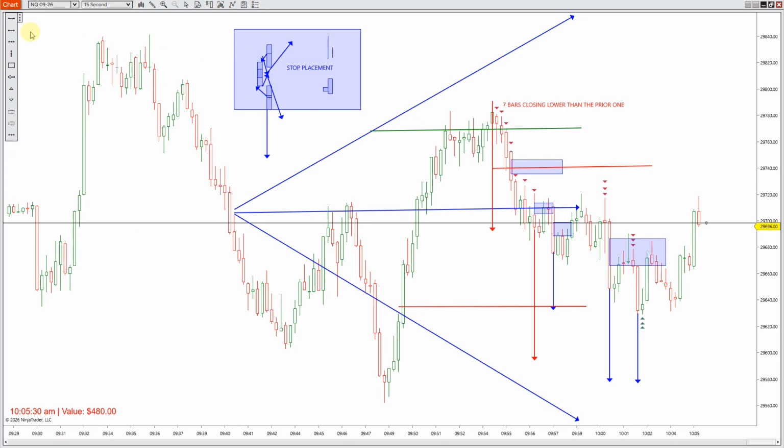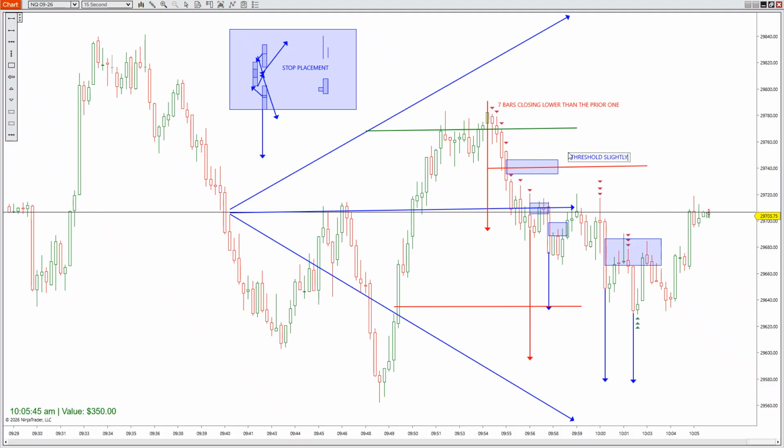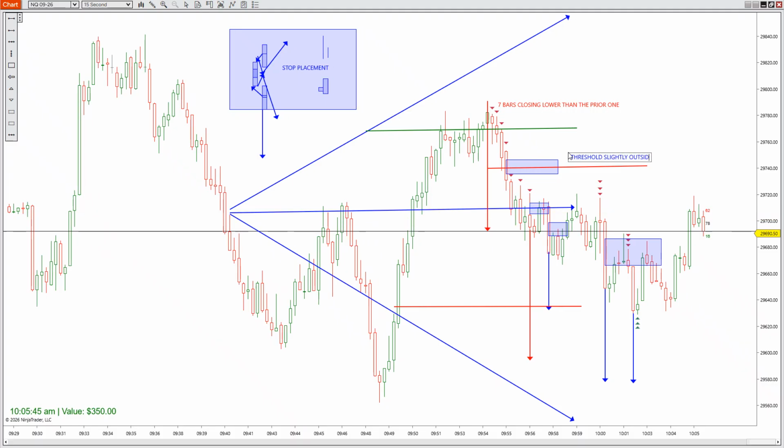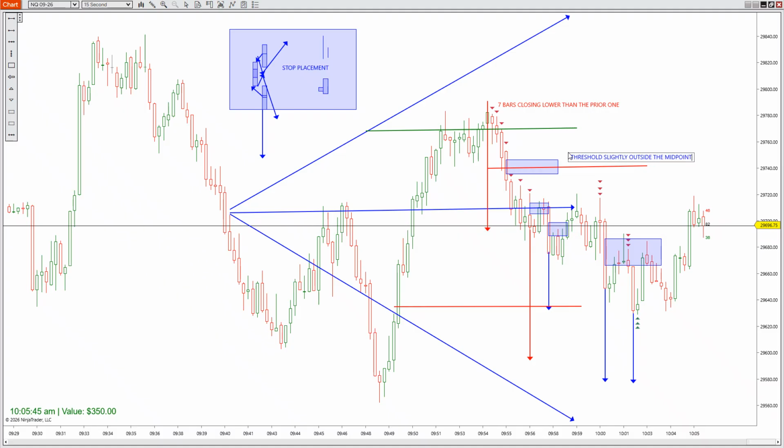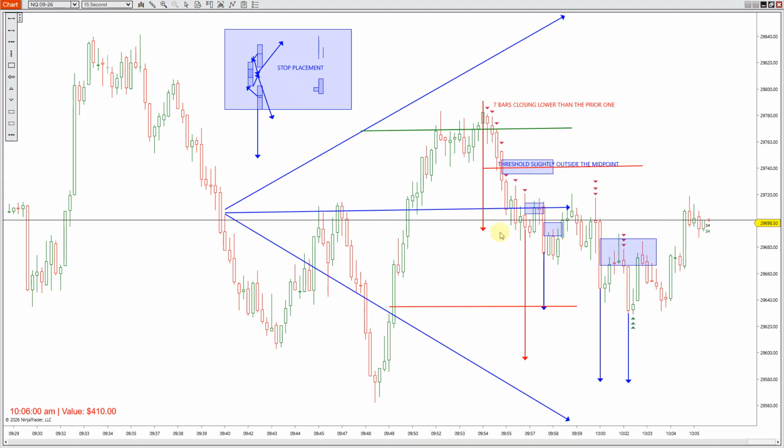Now the next thing you'll want to do is use your threshold. So we're going threshold. Now this will deal with bar retracement, slightly outside the mid. Okay, so the mid. Let's go midpoint so you know exactly what I'm talking about. Threshold slightly outside the midpoint. That's what that little blue box is all about. Slightly outside the midpoint. So maybe this one is going to hold. Maybe.